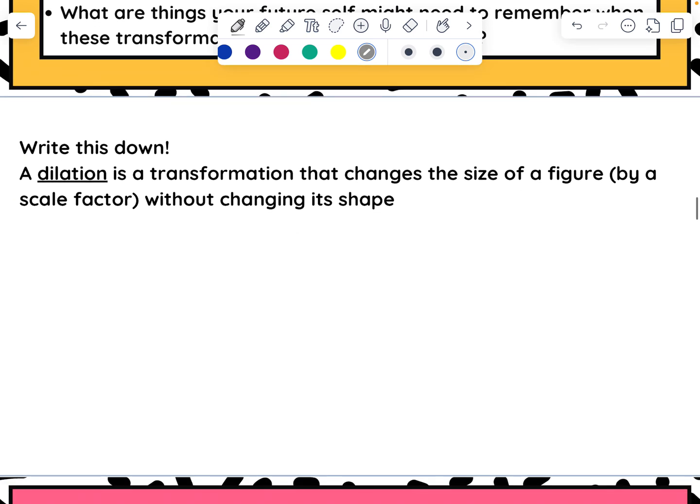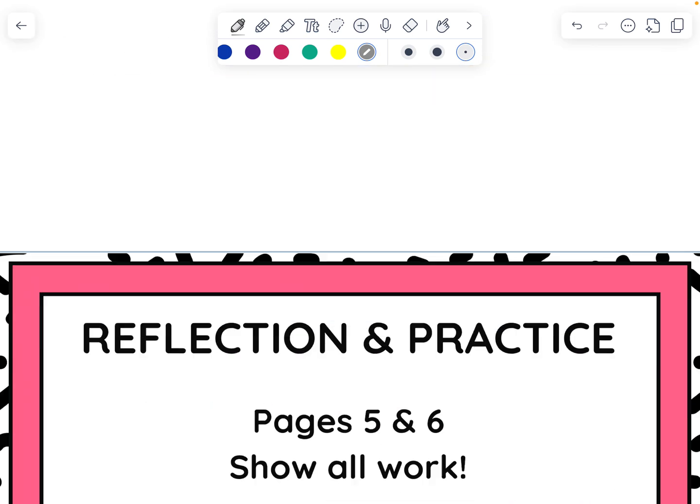Before we finish, I want you to make sure that you have this definition written down in your mathematician notebook. A dilation, under the word dilation, is a transformation that changes the size of a figure by a scale factor, by a multiplier, without changing its shape. The shape does not change, the size gets bigger or smaller. Even if it's turned around, flipped around, the shape is still the same.